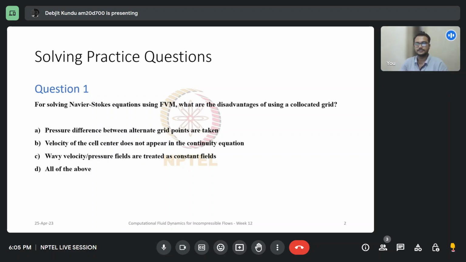So option A says pressure difference between alternate grid points are taken. Option B says velocity of cell center does not appear in the continuity equation. Option C, wavy velocity or pressure fields are treated as constant fields. And option D says all of the above. That is A, B, and C, all of them. So which one would be the correct solution to this question?